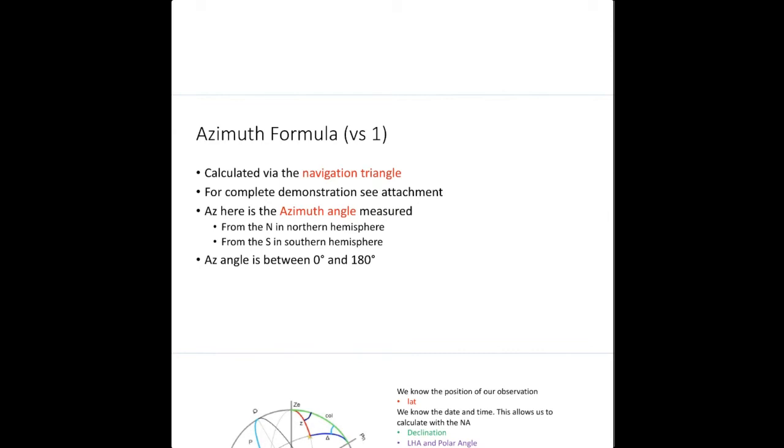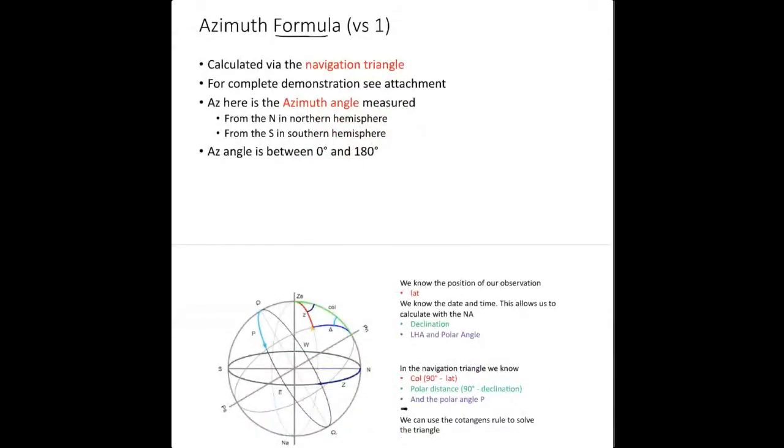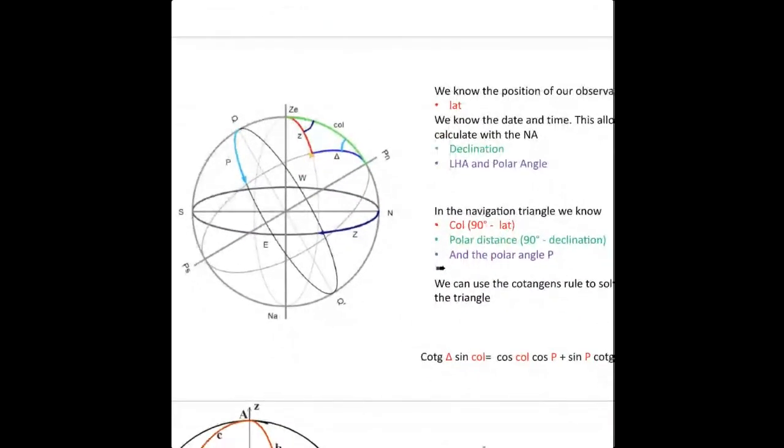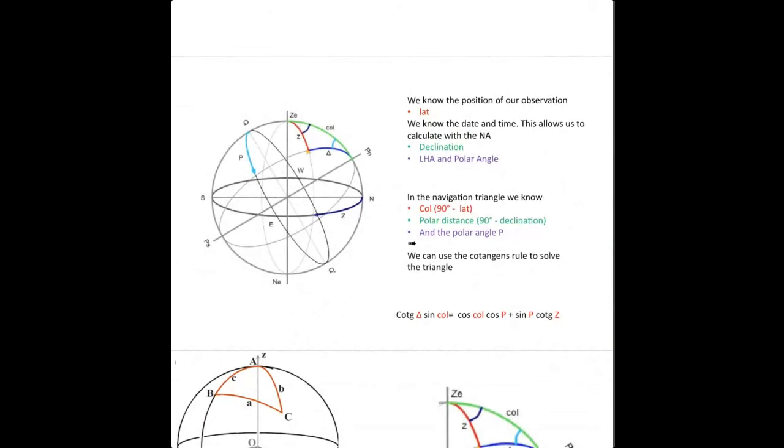The first one I will explain to you immediately, but it's the one that's used less often. So the first formula method, formula version 1, can be derived from the navigation triangle. The azimuth that you obtain via this formula is always the azimuth angle. That's the angle which is measured from the north in the northern hemisphere and from the south in the southern hemisphere, and that is between 0 and 180 degrees. How do we get to the formula? You take a look at this general drawing where we have our navigational triangle, which is this one here.